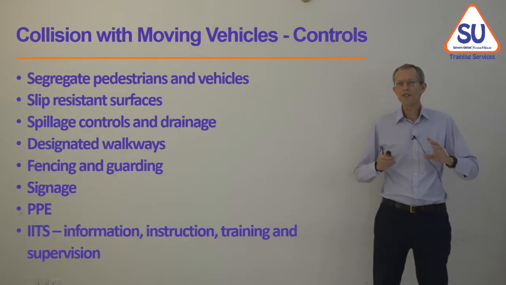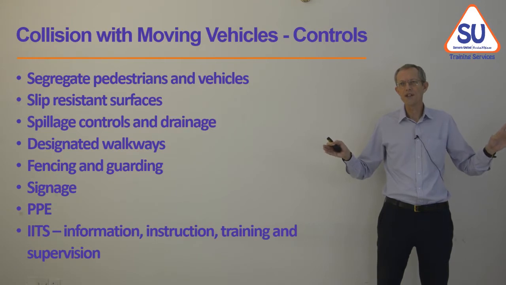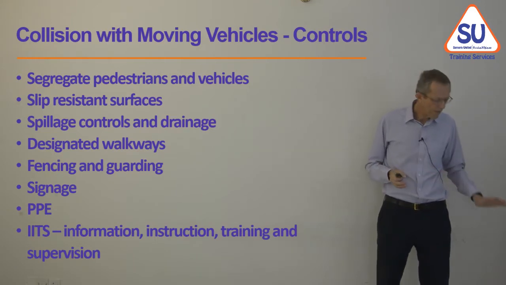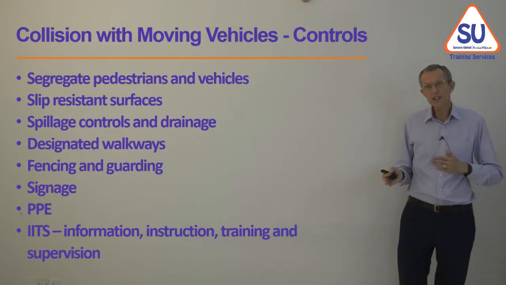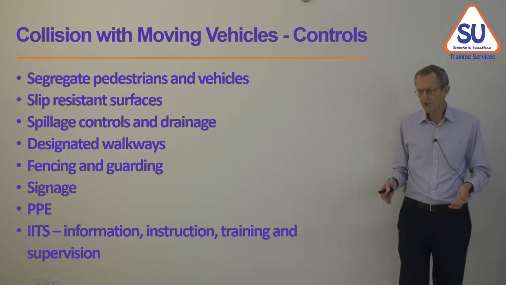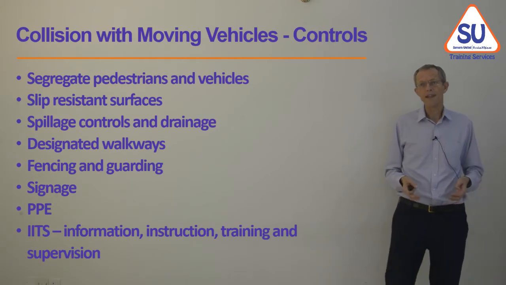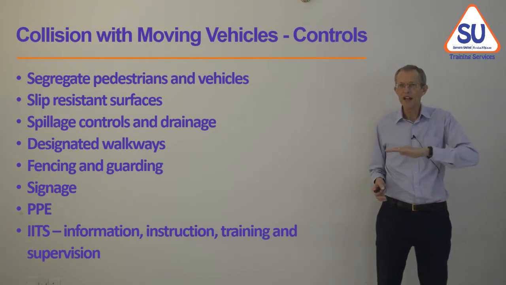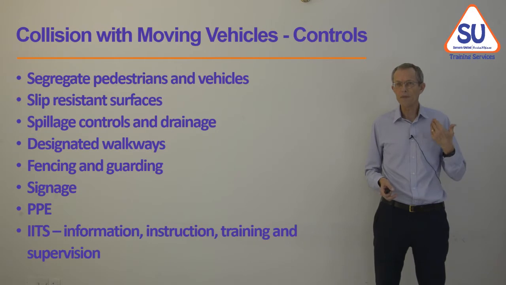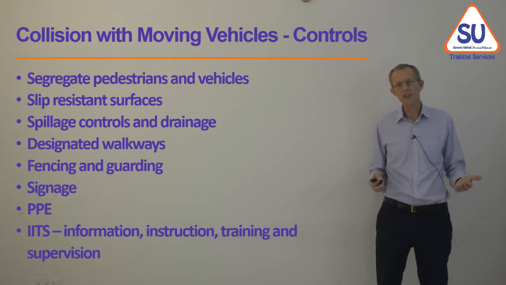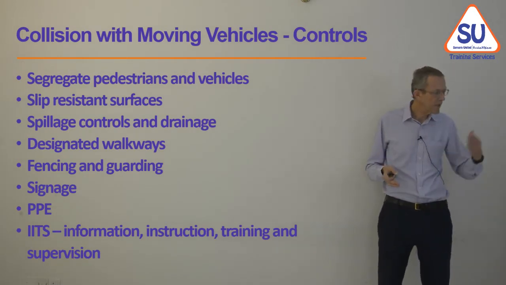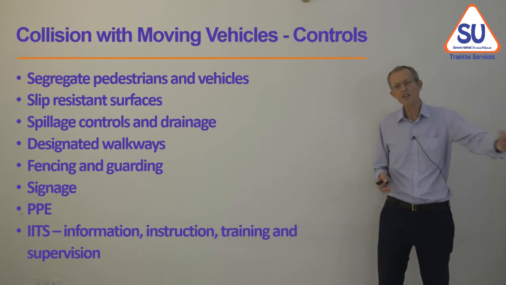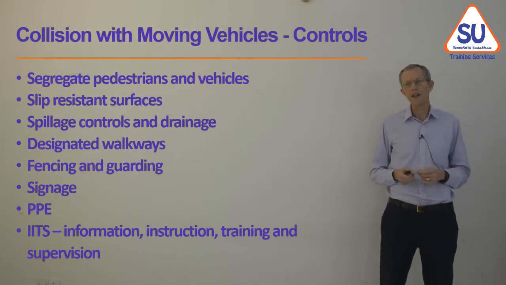So we've talked about segregating pedestrians and vehicles. Great. We can provide slip-resistant surfaces. So if the floor is slippery, like this one is, not suitable for a warehouse. Warehouse floors need to have a slip-resistant surface so that the people can walk safely and so the vehicles can stop quickly. We need to control spillages. So if somebody spills a liquid, we need to put a sign up and then tidy up quickly.